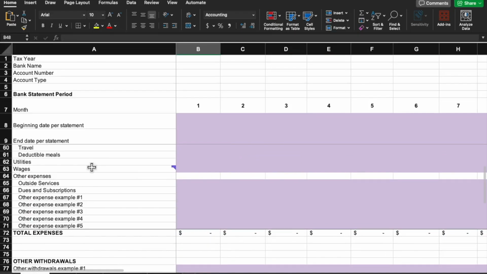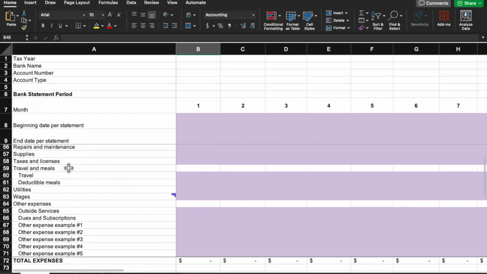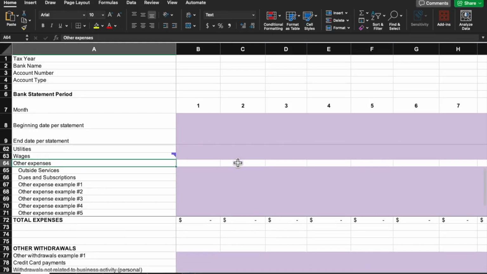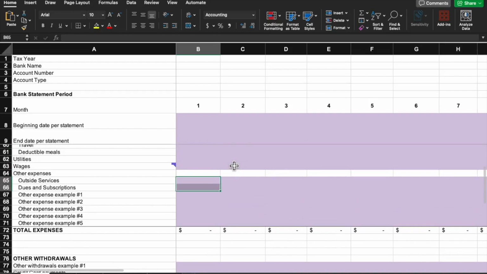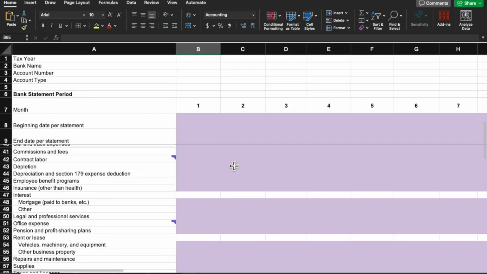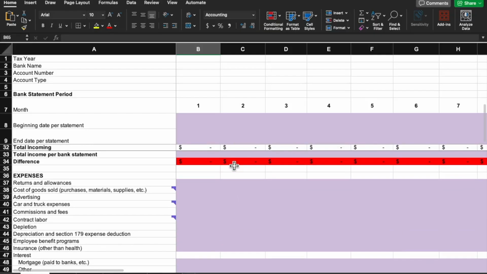And I recommend keeping the order as it is, try not to change them. And then over here you have other expenses. You can list out the other expenses that weren't listed above this line, like outside services, dues and subscriptions. You can list that all here, add them up, and that will also go on your Schedule C as well. So very versatile template, very easy to read and very easy to match up with Schedule C.